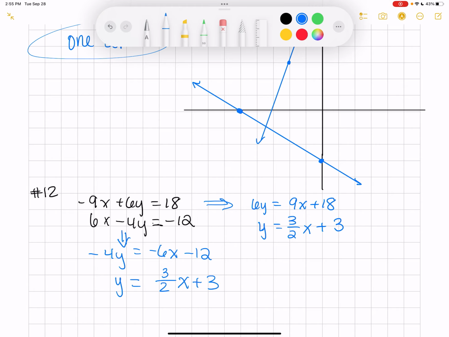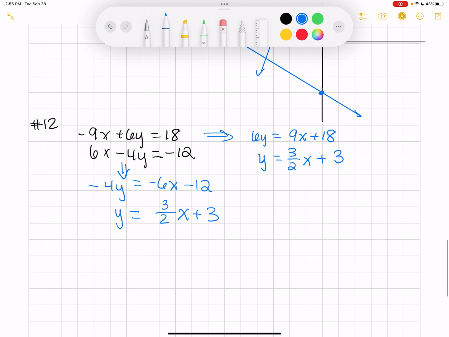What do you notice about these? They're both right. Oh, they're the same. They're the same line. If you already know it's the same, do you need to graph it? It has an infinite amount of solutions. Same line. I'm not even going to make you graph it if it's the same line. You just need to tell me how many solutions then.